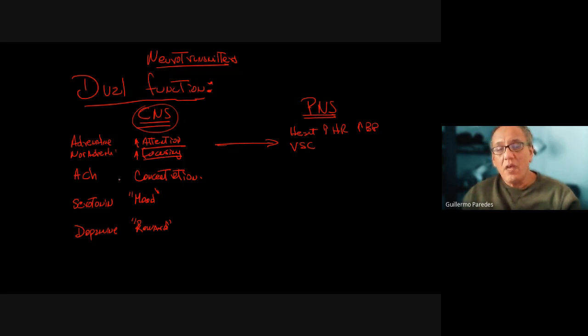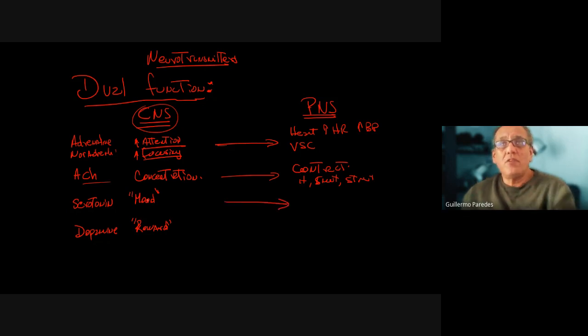Acetylcholine in the periphery is going to cause contraction of the muscles, contraction of the heart, contraction of the smooth muscle, contraction of the striated muscle, for example. So it's totally different. Serotonin, when you have high levels of serotonin, you are happy, right? So you are satisfied. It's the mood. You are in a good mood.